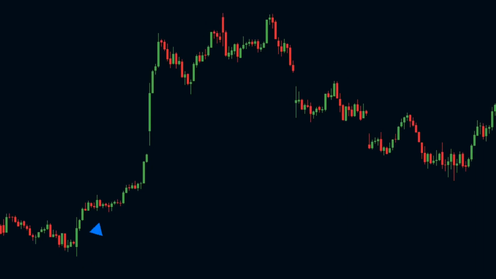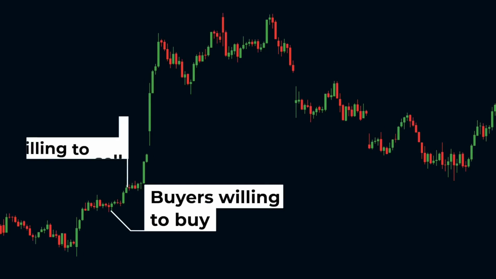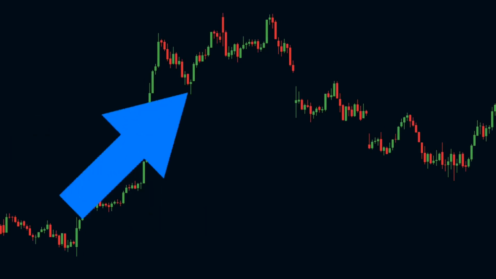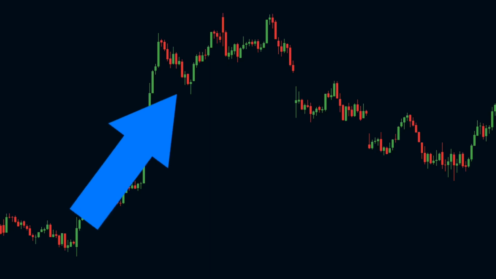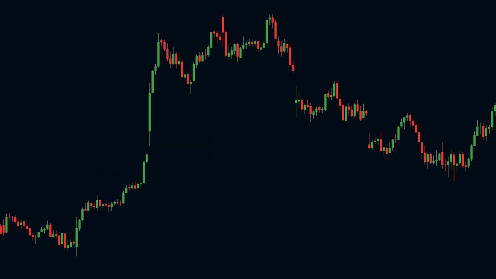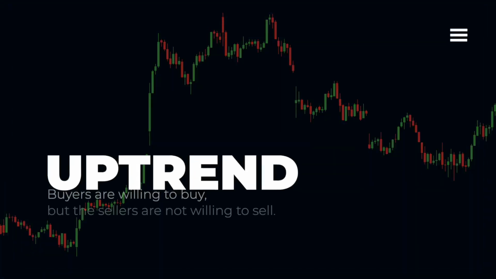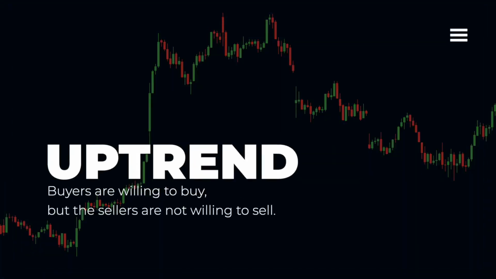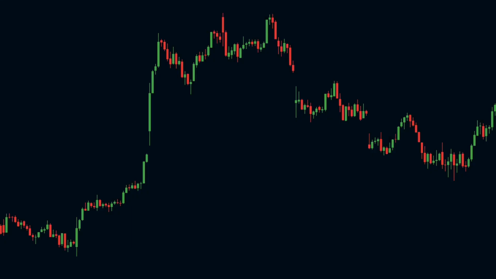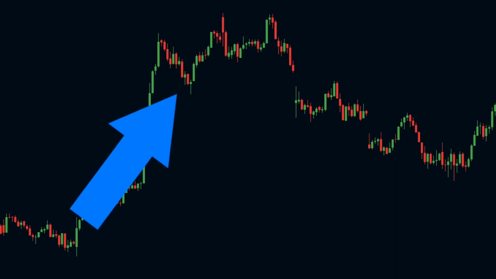On this chart, when the market was trading around this price, the buyers were willing to buy, but the sellers were not willing to sell. Therefore, the buyers take the prices higher in order to entice the sellers to sell. Therefore, we see an uptrend. Remember, in an uptrend, the buyers are willing to buy, but the sellers are not willing to sell. Therefore, the prices go up.